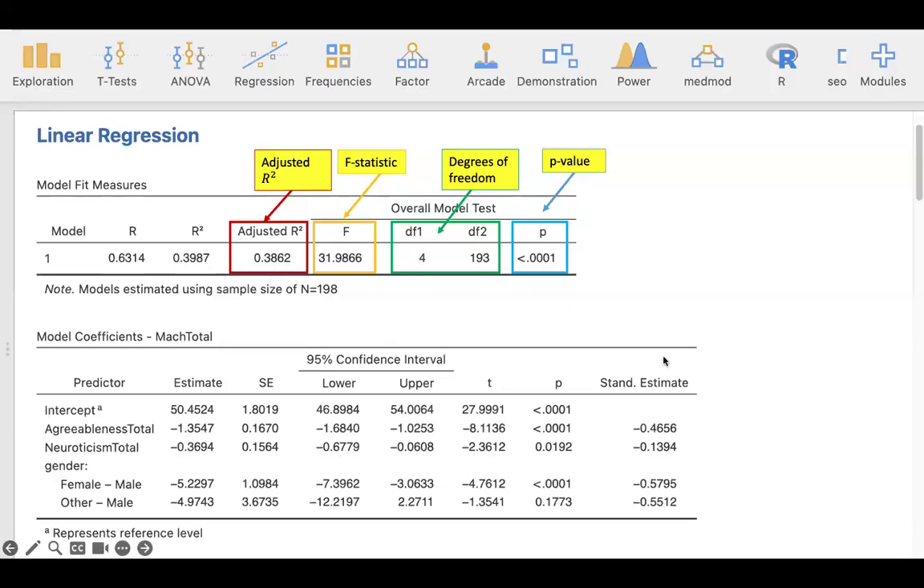Next we want to look at all of these numbers down here. So many numbers. First we can see the intercept. This is the A in our formula, which I'll show on the next screen. Our intercept here is our predicted value of Machiavellianism if all of our X values were zero. So if agreeableness were zero, neuroticism were zero, female were zero, other were zero.